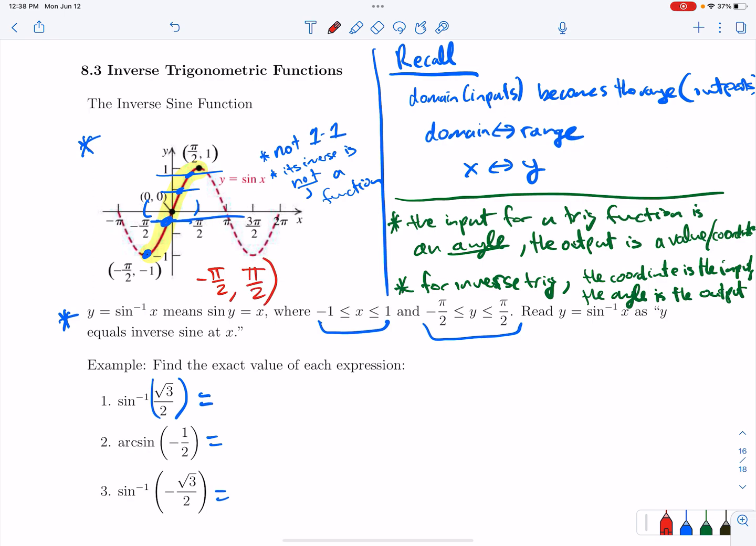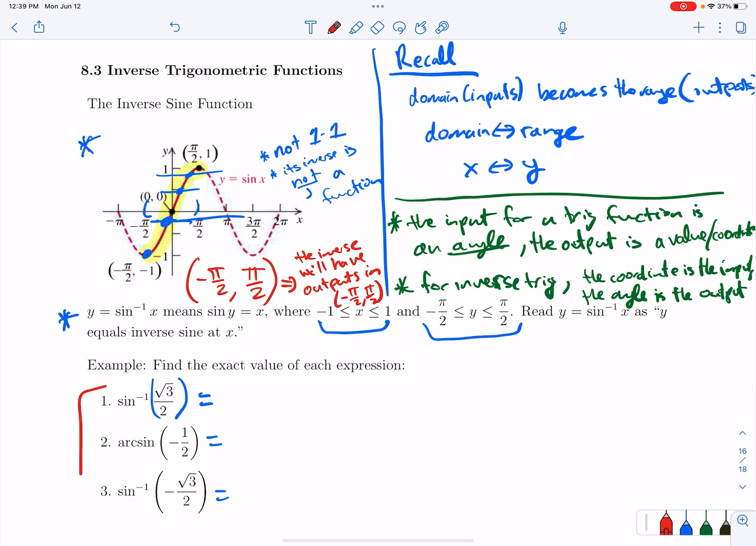So we restrict that for the original function. So that means the inverse will have outputs in negative pi over 2 to pi over 2. If negative pi over 2 to pi over 2 is the input for the original function, that means it's the output for the inverse function.